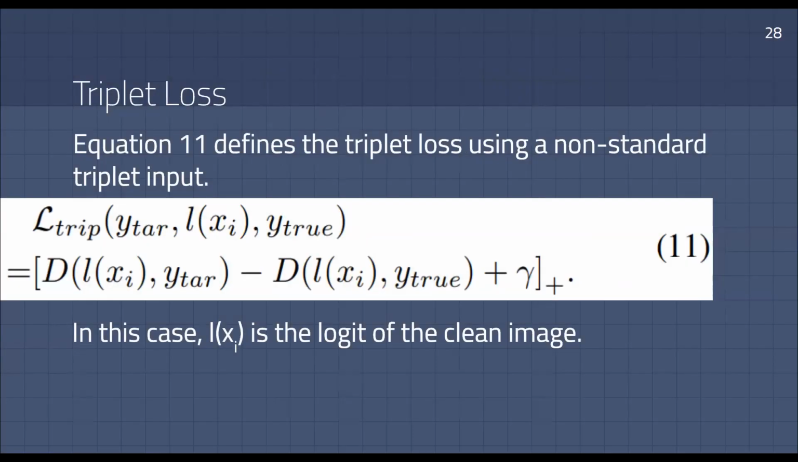This is the triplet loss equation used as the second component of the final loss function. It takes the distance to the target label and subtracts the distance to the true label, plus a hyperparameter gamma that defines a margin between these distances. This is the key to the improved transferability of the attack, since this incentivizes that the adversarial example be close to the target and far from the true label at the same time.